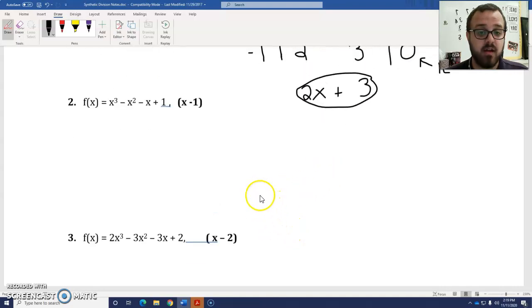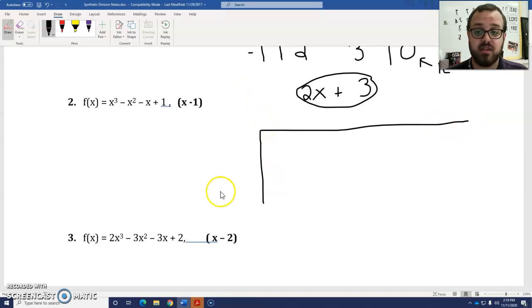Okay, again, this is very much process heavy. You just do the process, and you'll get the answer here. So we're going to write these coefficients across the top. Our coefficients for this one are 1, -1, -1, 1. We see x minus 1 down here, so 1 is the number we're going to write here. That's the number that, if I plugged it in, I would get 0, right? The root that goes along with this factor.